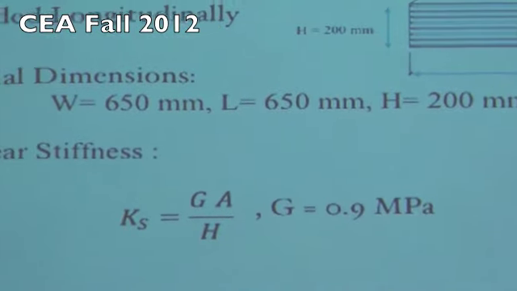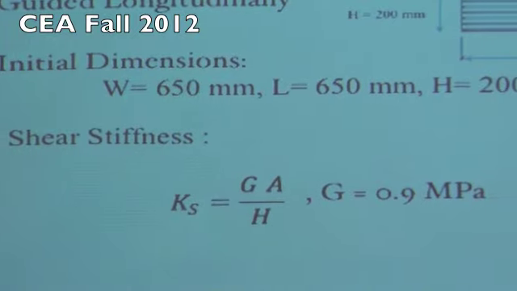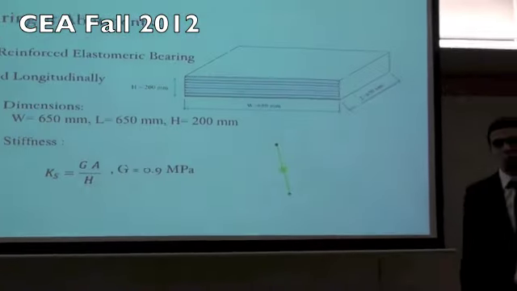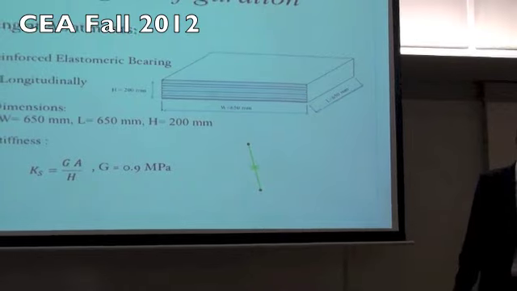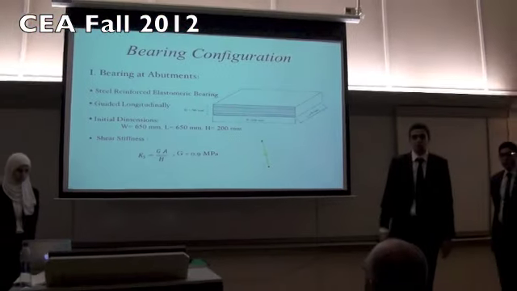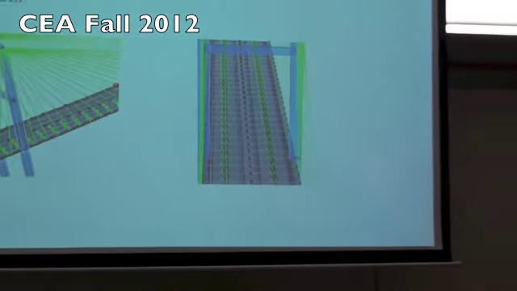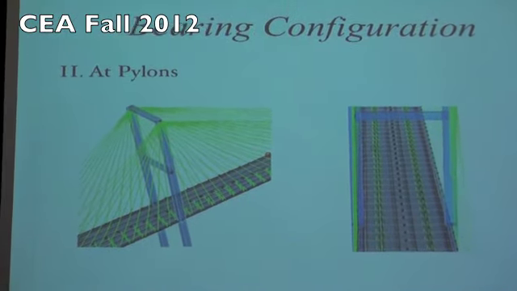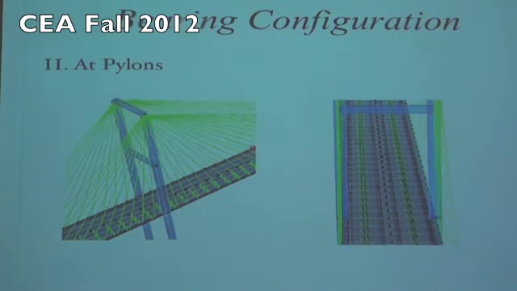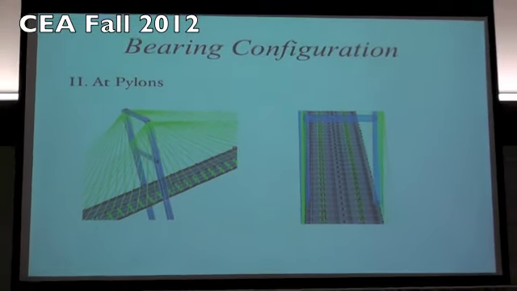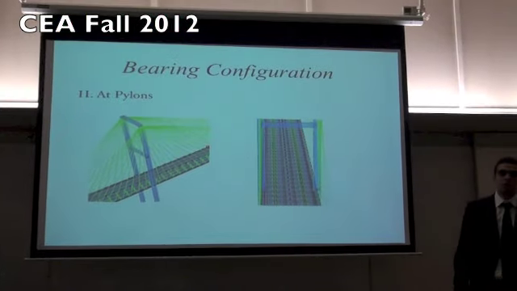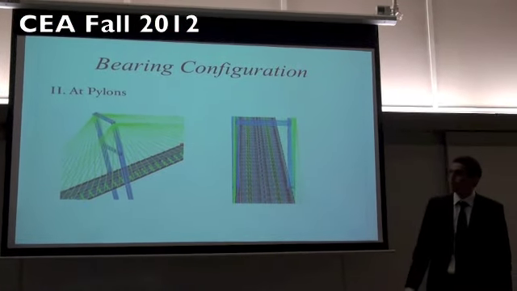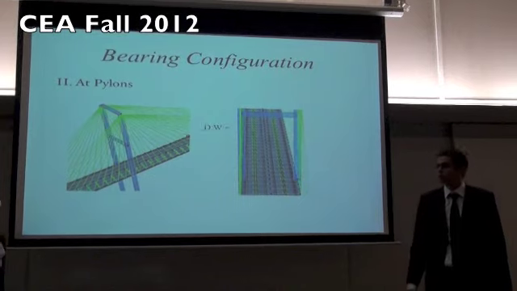Here are the initial dimensions, which are the area 65 centimeters by 65 and height 10 centimeters. The longitudinal is based on the shear stiffness, which is a function of the area and the height, and we obtain the shear modulus from the supply gap. While at the pylons, the pylons on the left were clustered monotonously to increase the motion and rigidity of the bridge, as cable-stayed bridges are known to be flexible. And now I will leave my previous thing to explain the rotation.